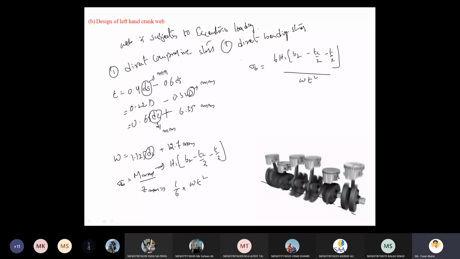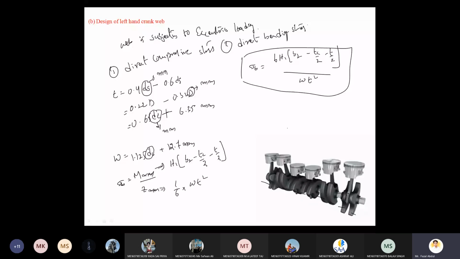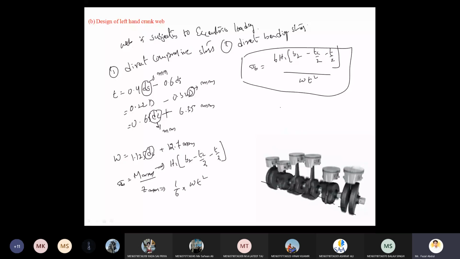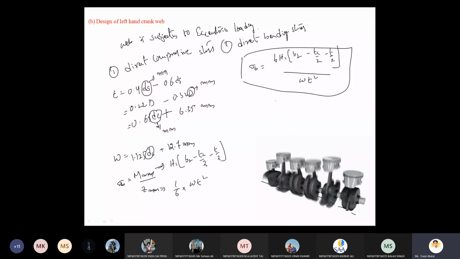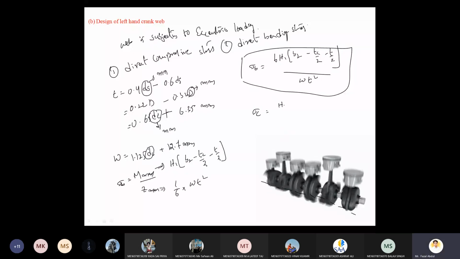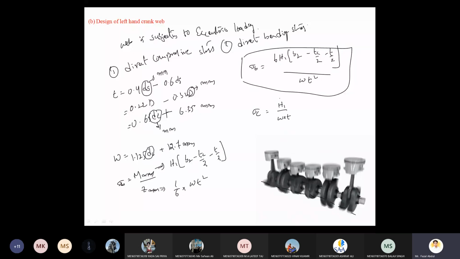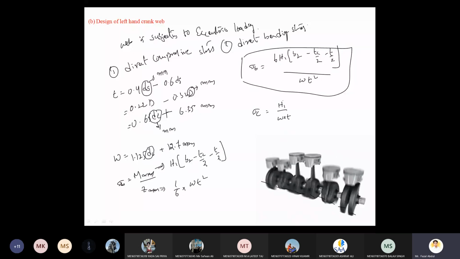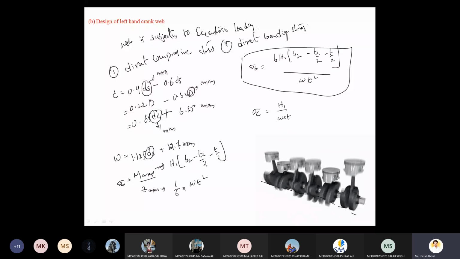And now, due to the reciprocating motion of the piston, the crank is subjected to tensile as well as compressive stress. So how much is the maximum compressive stress here? We are considering the maximum compressive stress. It is H1 by area, W into T. Load by area: first, the load is the horizontal load acting on the left side of the crank web, divided by area. That is W into T.